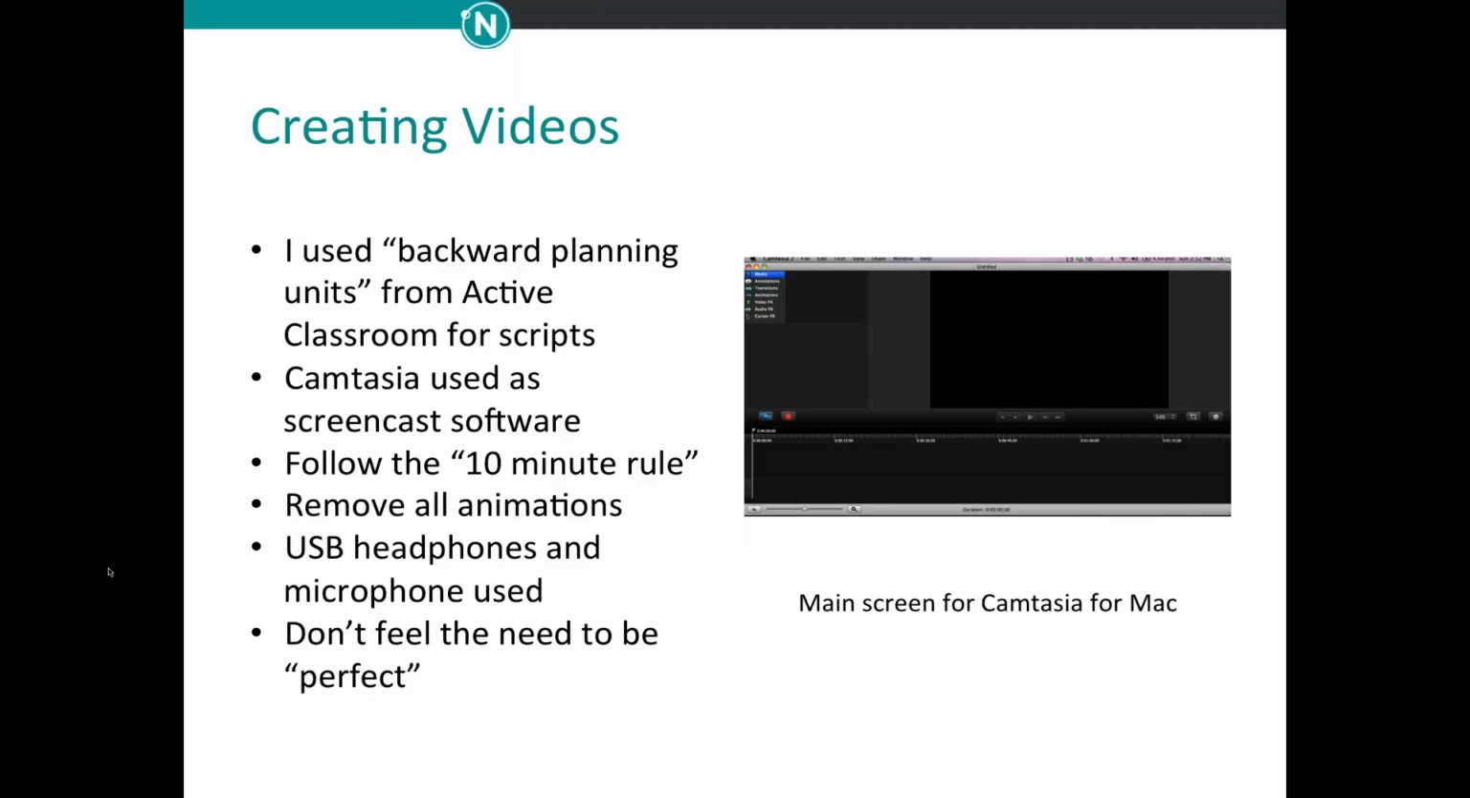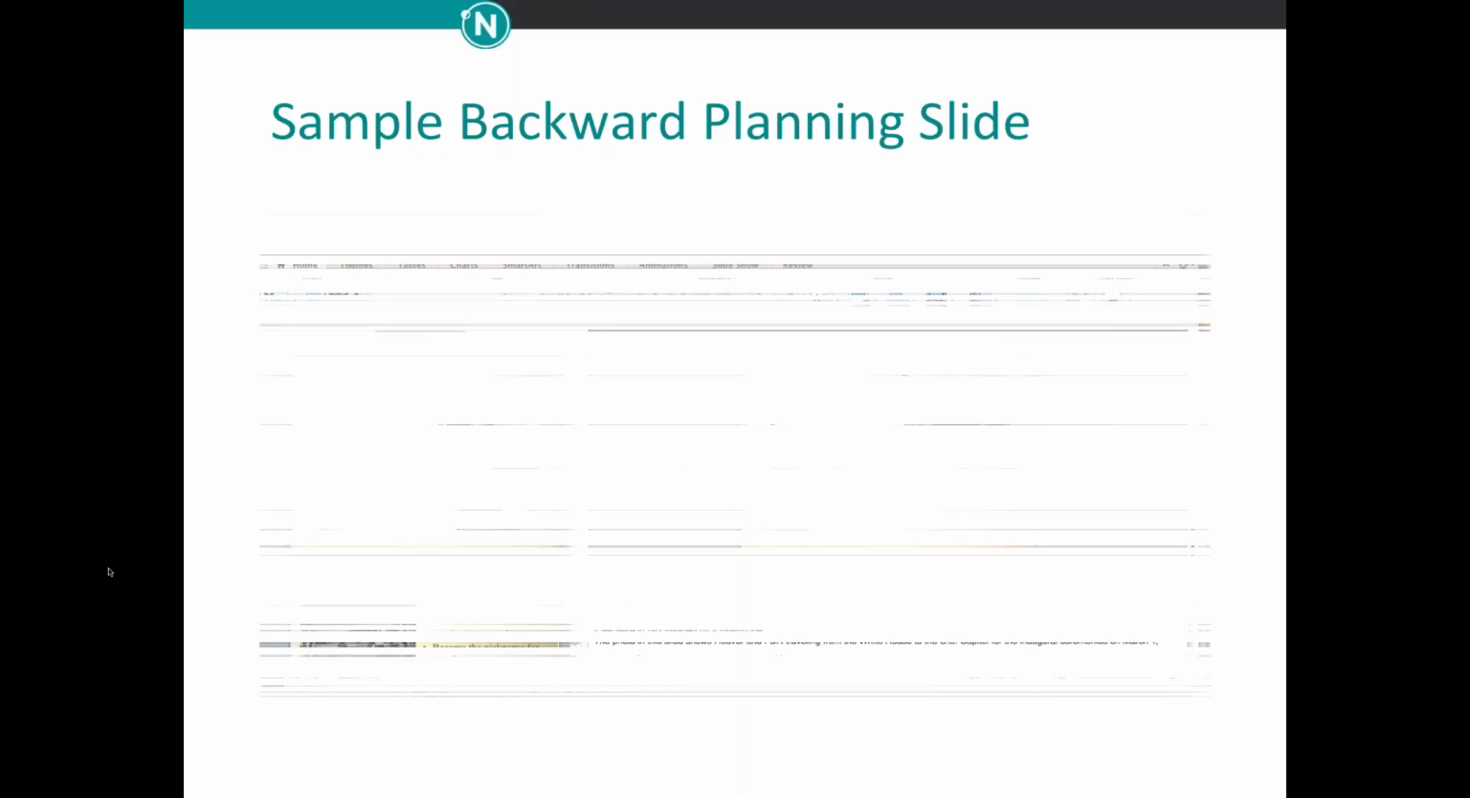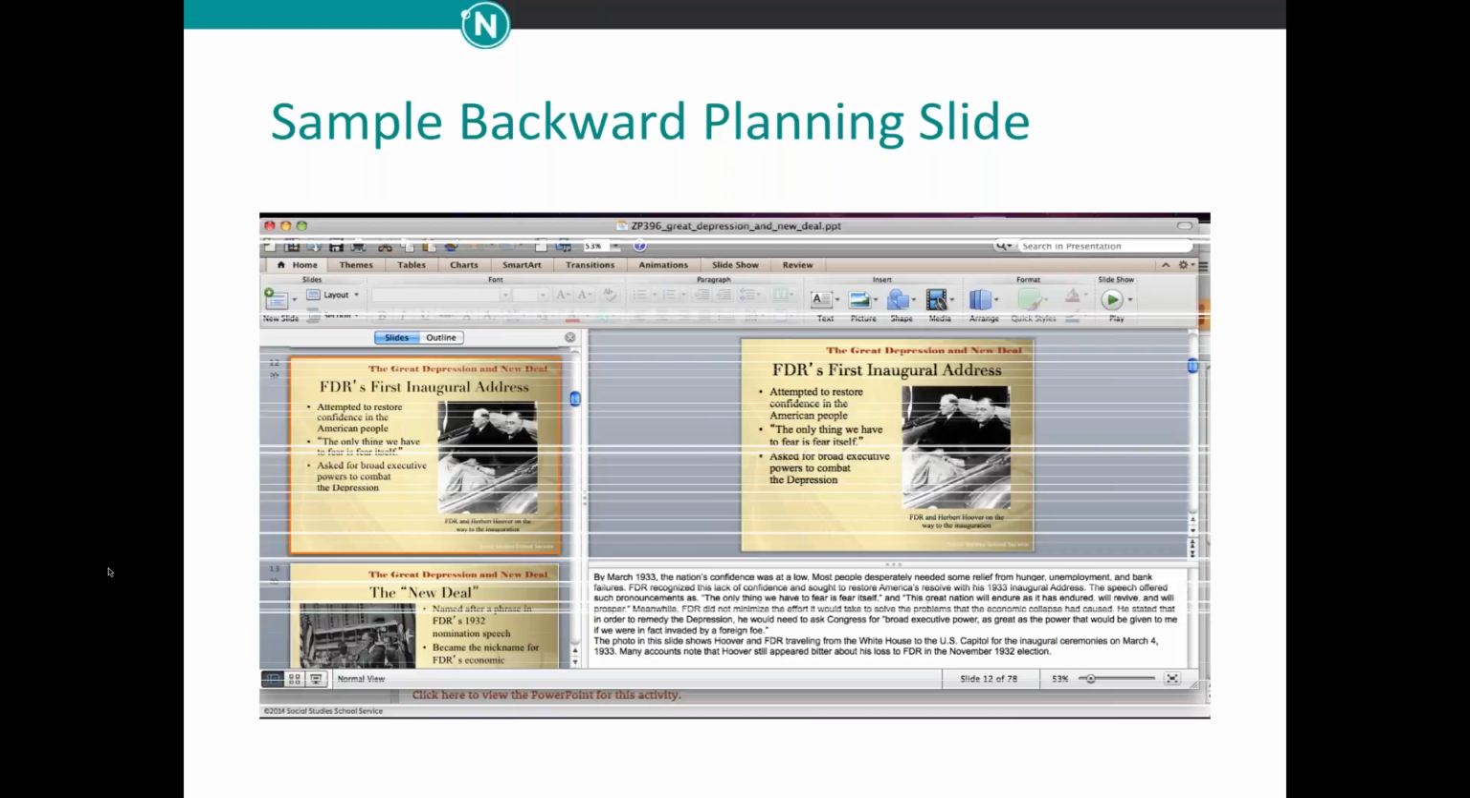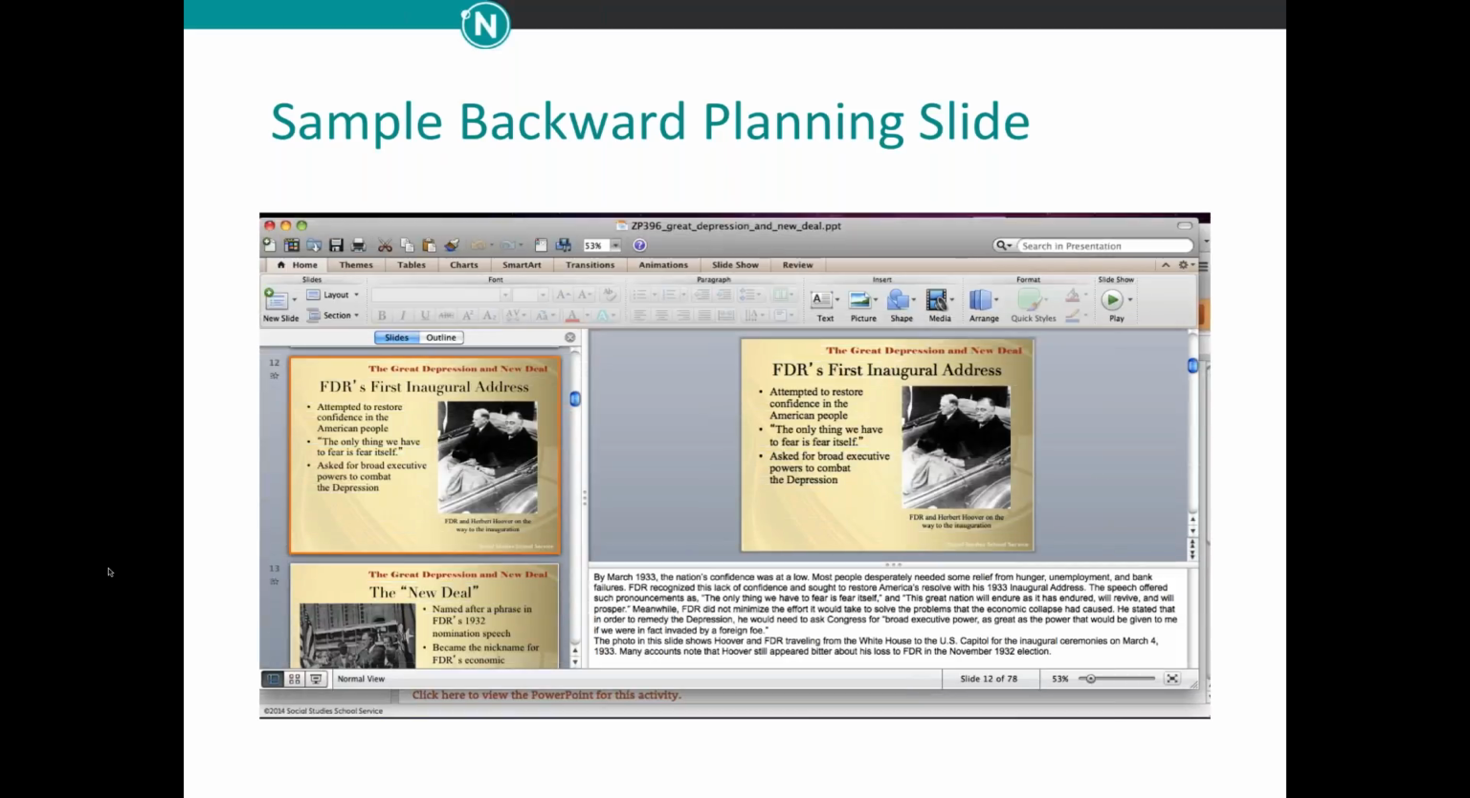As I mentioned, I use Active Classroom's backward planning units for my U.S. history. So this is a sample backward planning slide. I'm sure many of you are familiar with these. You've seen them countless times before. And one thing that I really like about it is each slide has a narration at the bottom. So as you can tell in this slide, this is FDR's first inaugural address. I show a picture of FDR with Hoover in the car as they're riding to the Capitol building, and I give bullet points, but below there's a lot more information.